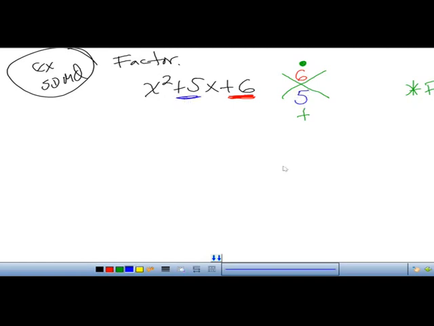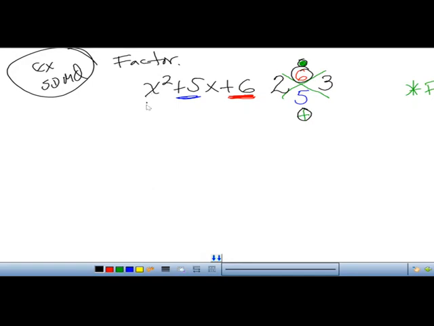And this is how you use this device. For those of you that have never seen this before, you think of it: what numbers, and I'm talking pairs of numbers, multiply to give me 6? That's why there's multiplication. And those same numbers, when you add them, give us 5. 2 and 3, that's correct. 2 times 3 is 6, and 2 plus 3 is 5. That is correct. So now what we do, we're going to rewrite this.